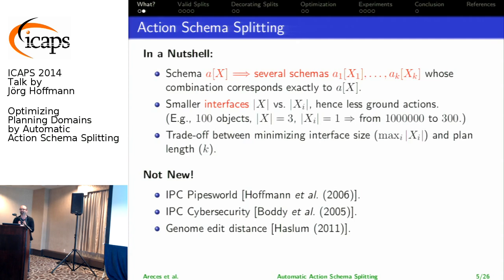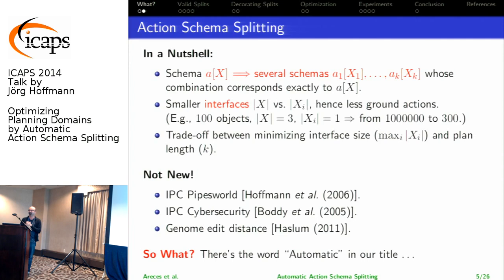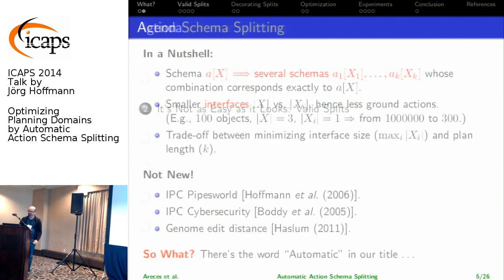I guess I could just stop here, right? Save us some time. Why don't I stop? Well, okay. So that's all. We have to deal with this word automatic. Automatic means you have to systematize how we can actually split an action schema.